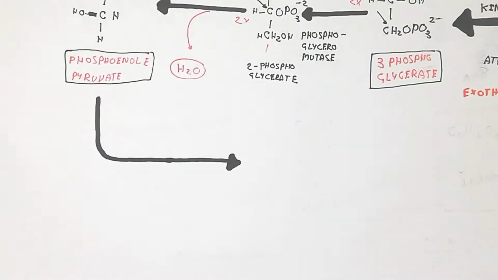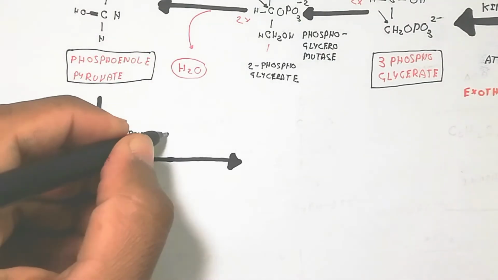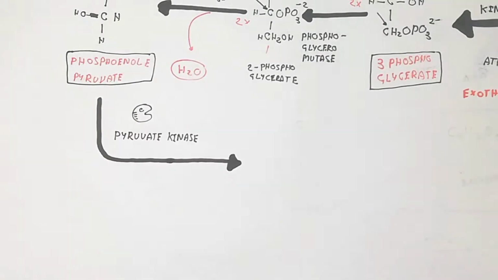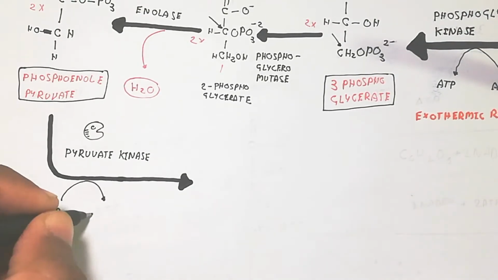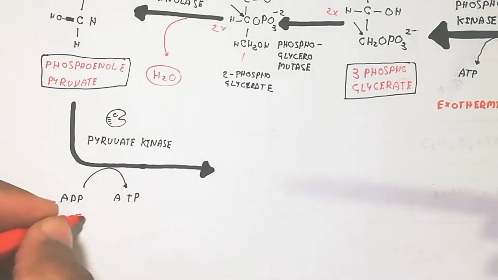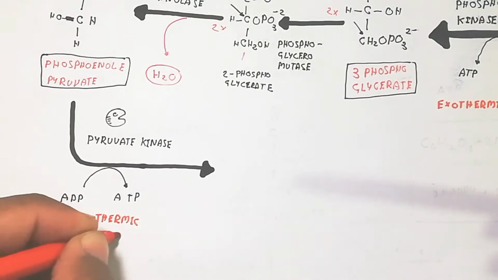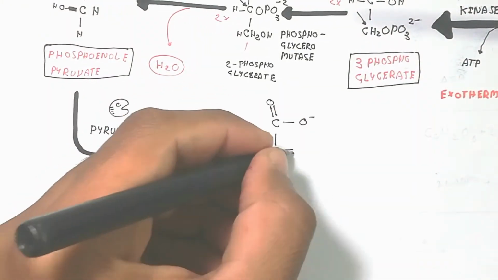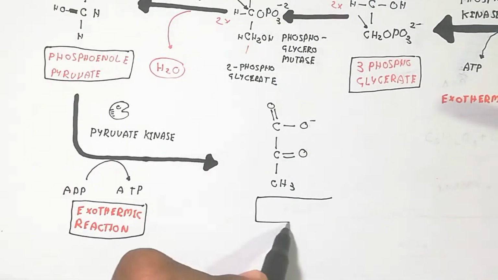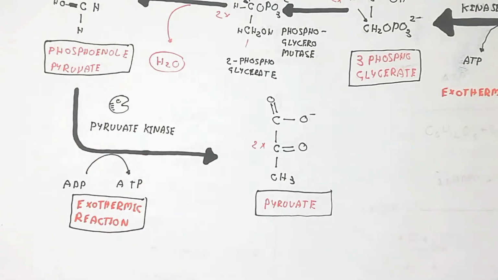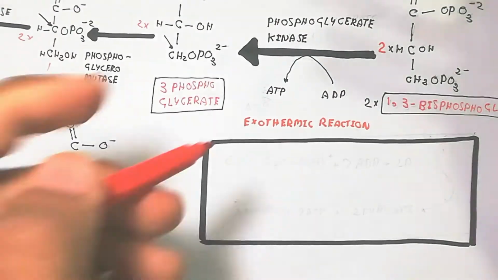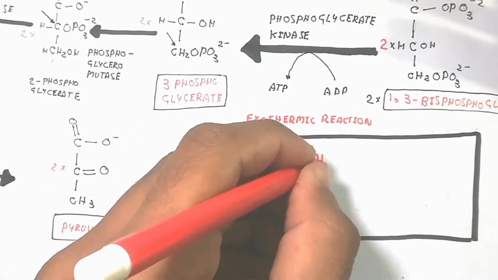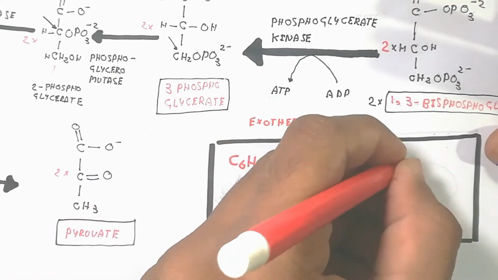So here is the enolase enzyme, which converts it into phosphoenolpyruvate, and then the pyruvate kinase enzyme, which they use. Enolase uses dehydration, and ADP is converted into ATP, and that is why it is known as exothermic, because energy is released. So here 2 pyruvate will be produced. So all of this is due to the exothermic and endothermic reactions from ATP.